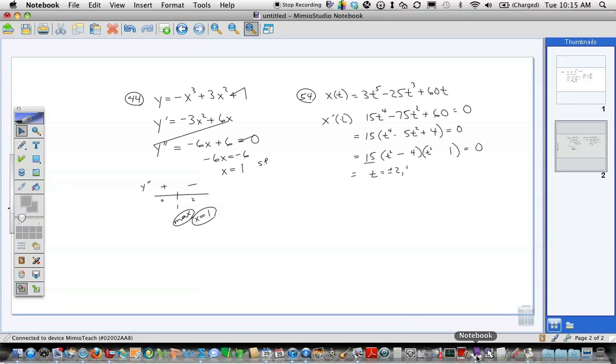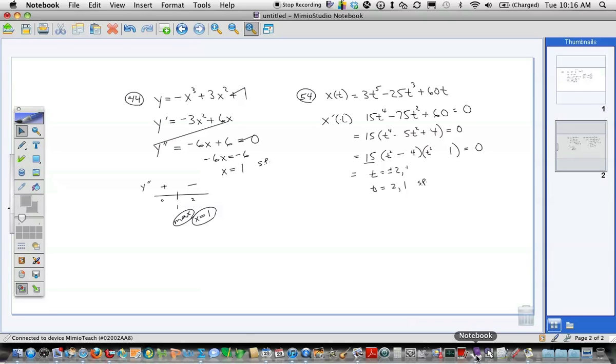plus or minus 2, plus or minus 1, and if we look at 54, it says t is greater than 0, so we can ignore the negatives. So we can just worry about 2 and 1, and those are my stationary points. Okay? So at time 2 and at time 1. Now sometimes you want negative for time. You know, if noon is time 0, then negative 1 would be at 11 a.m., right? So sometimes you use the negatives, but in this case they told us not.